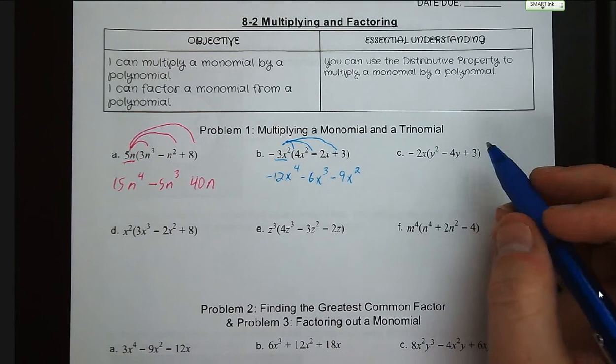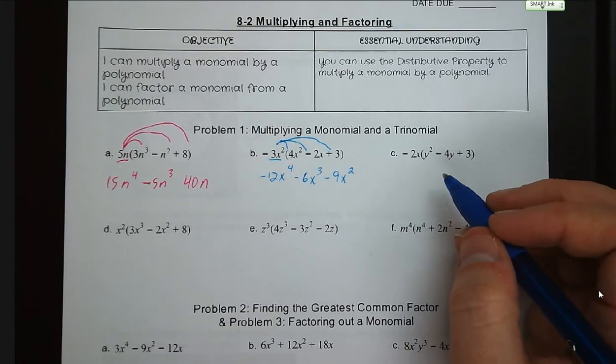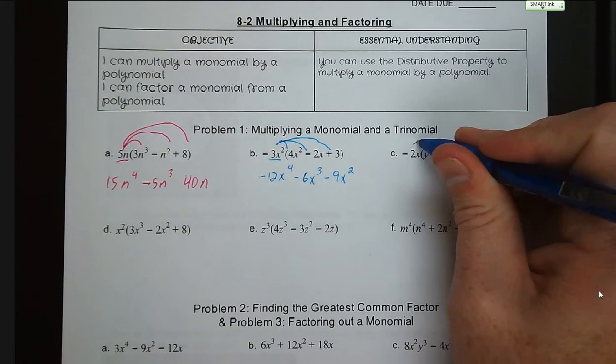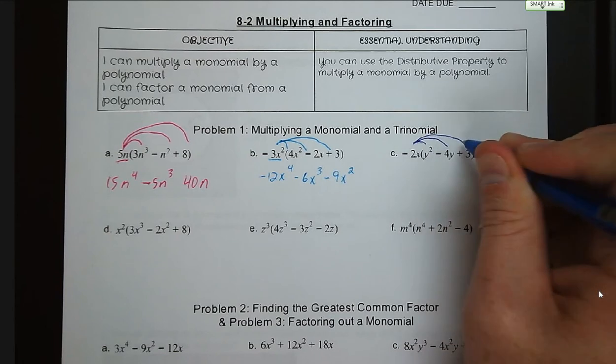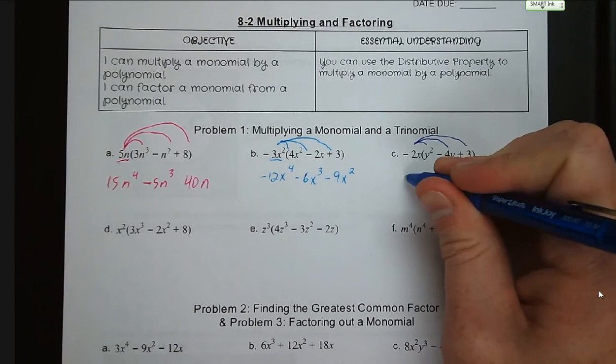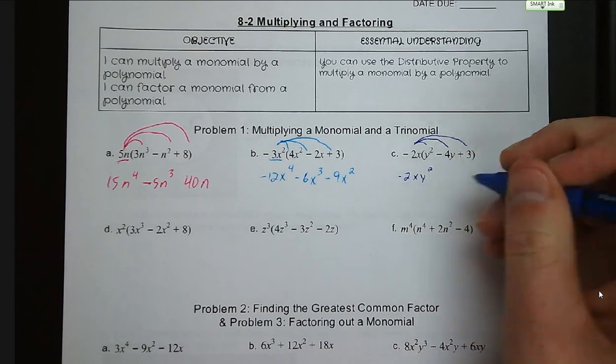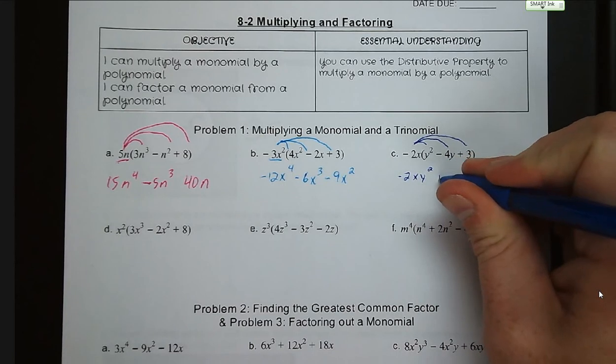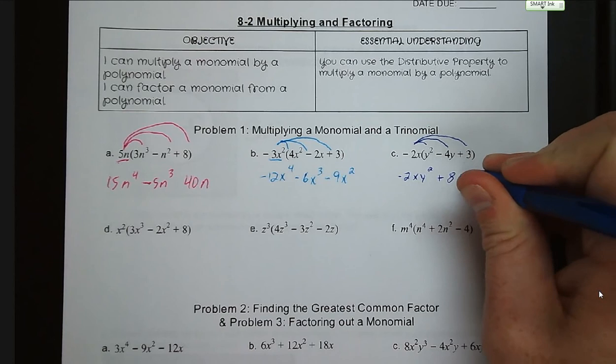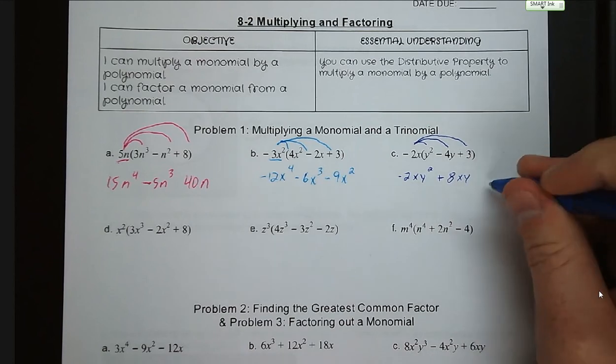Letter C, we have negative 2x being distributed to y squared, 4y, and 3. So we have negative 2xy squared plus 8xy minus 6x.